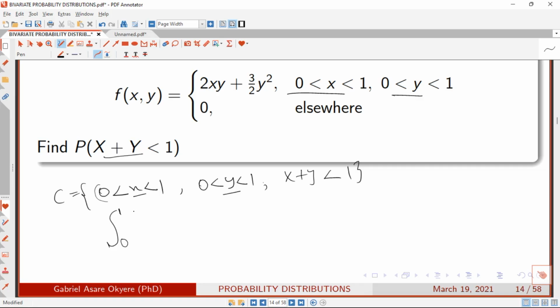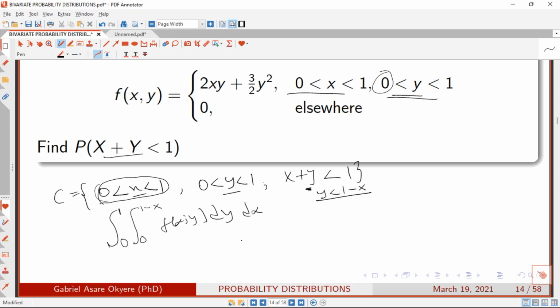Then for our second integral, we make y the subject. If you make y the subject, you get y is less than 1 minus x. We also move from 0, since the lowest limit for y is 0. So you get the integral from 0 to 1 minus x of f of x, y dy dx. Here it is dy because the last one was in terms of y.